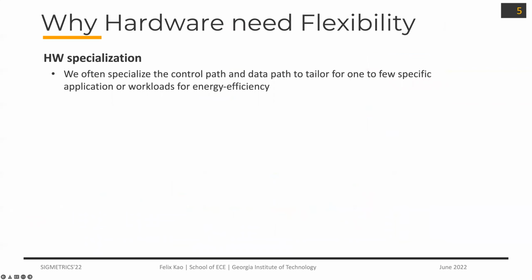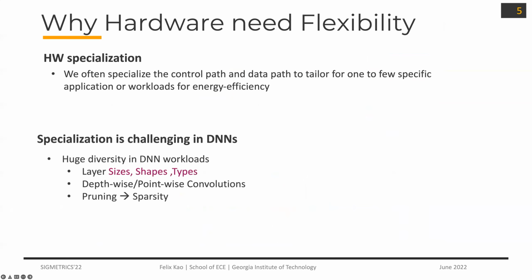So for hardware design, we often specialize the control path and data path to tailor for one to few specific applications or workloads for energy efficiency. However, specialization is particularly challenging for DNN workloads because there is huge diversity in DNN workloads. There are different layer sizes, shapes, and computation types, and also we have depth-wise and point-wise convolution, and pruning makes the workload have even more diversity. So all this diversity makes hardware support for DNN more challenging.